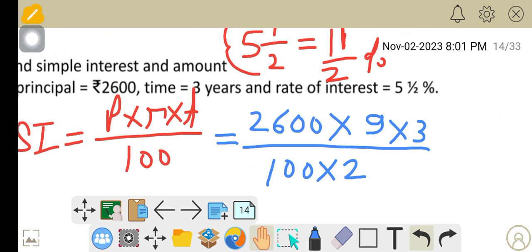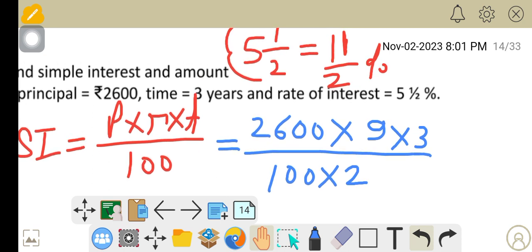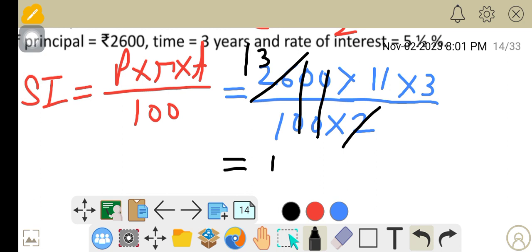Sorry, rate of interest 9 by 2, this is wrong. Rate of interest is given as 11 by 2%, so this is 11 by 2. Now we need to solve it. We will cancel both 0, and from 2 it will be 13. So overall our answer is 13 into 11 into 3. We need to calculate it.